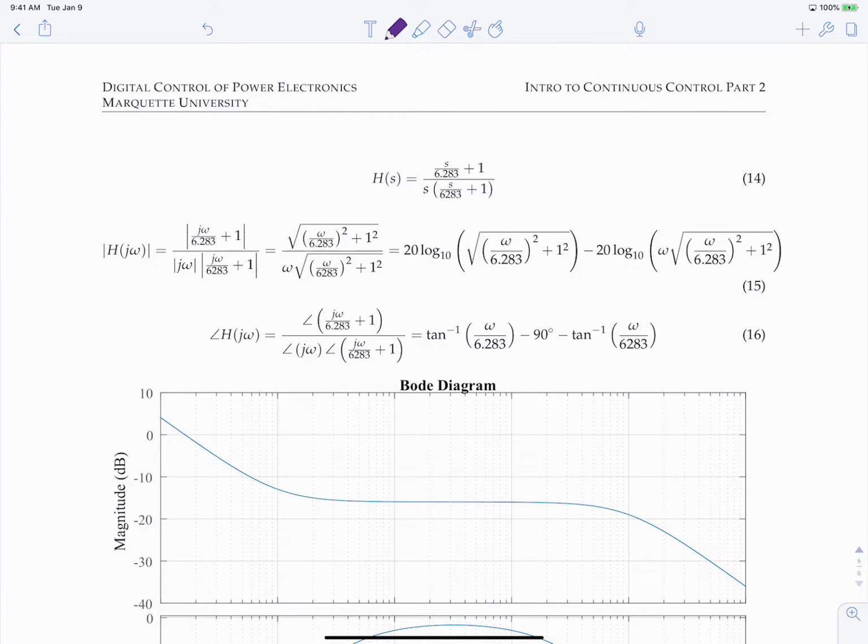Okay, let's look at this one. This is pretty complex now. You can see we have a 0 up top. We have 2 poles in the bottom, one at 0 and another one at 6283, as you can see here. All right, so let's take a look at this. Again, replace S with j omega and calculate the magnitude. That's how you're going to get the magnitude part of the Bode plot.